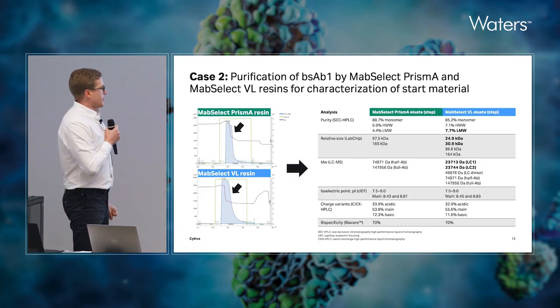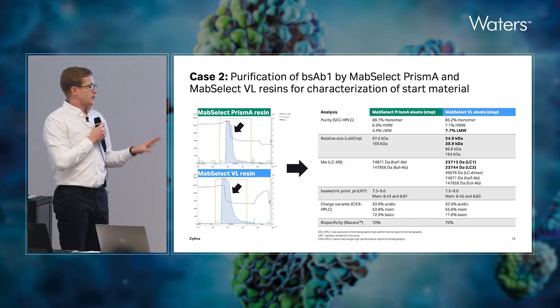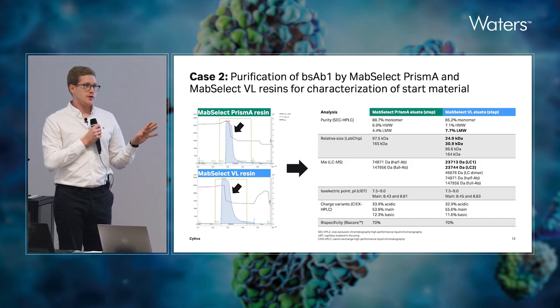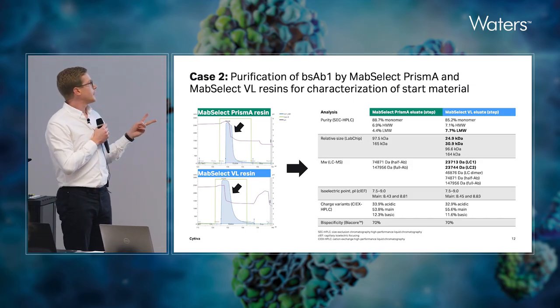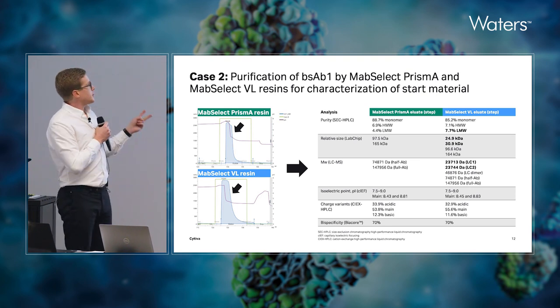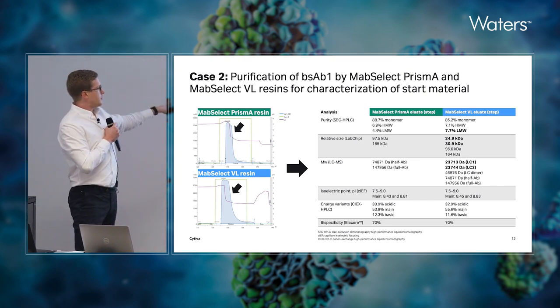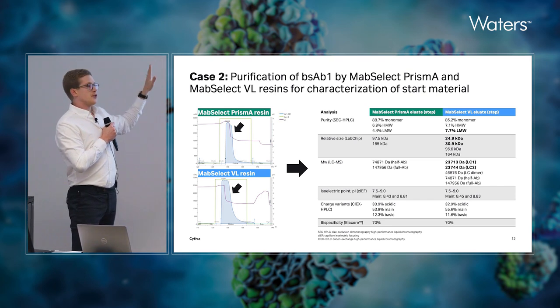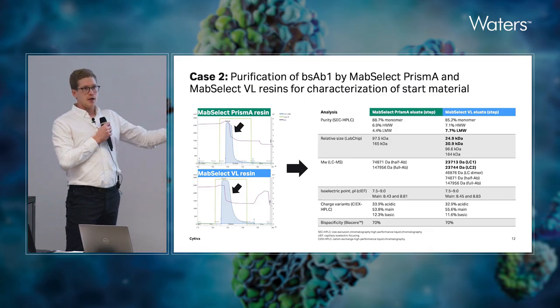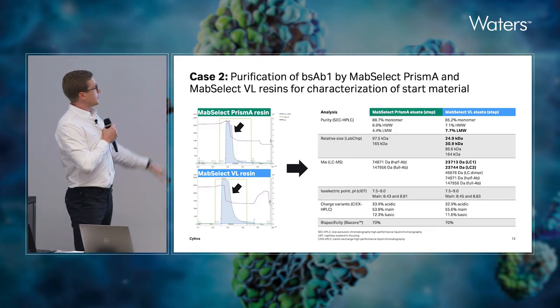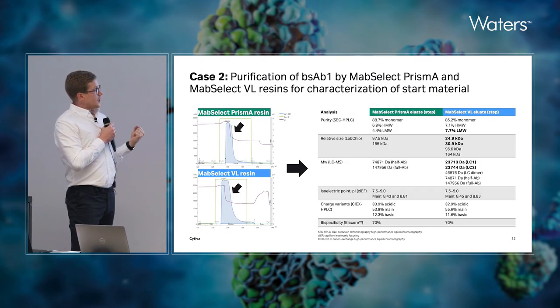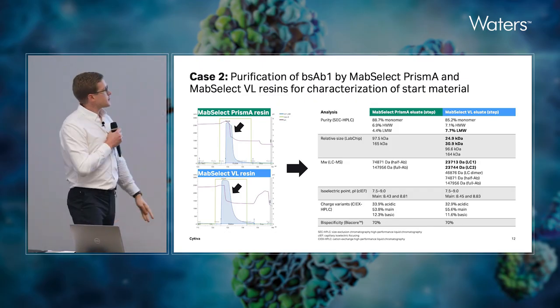If we then take our start material, we know, or we think, we're going to have a lot of different impurities, and then we do 2 straightforward purifications. We use our protein A-based and our protein L-based resins. We just load our sample, lower the pH, and then we elute everything in one step peak here, highlighted in blue. We collect that peak, and then we run a lot of different analytics.